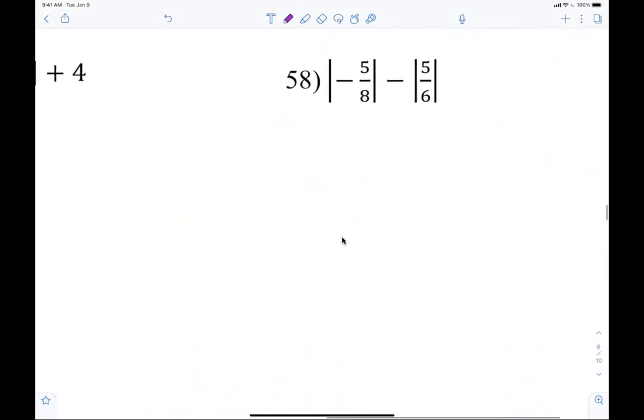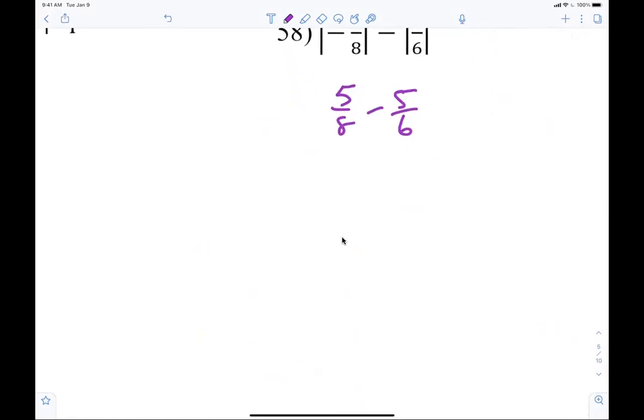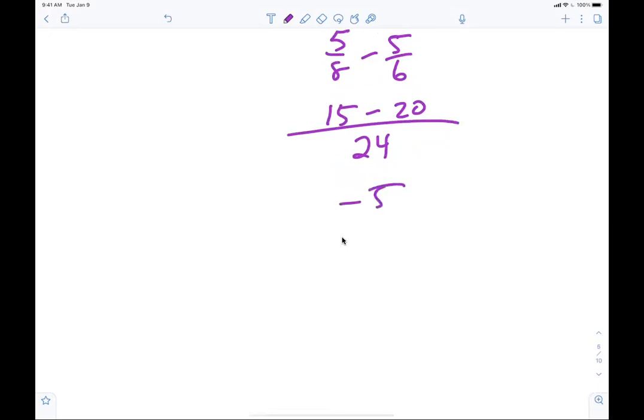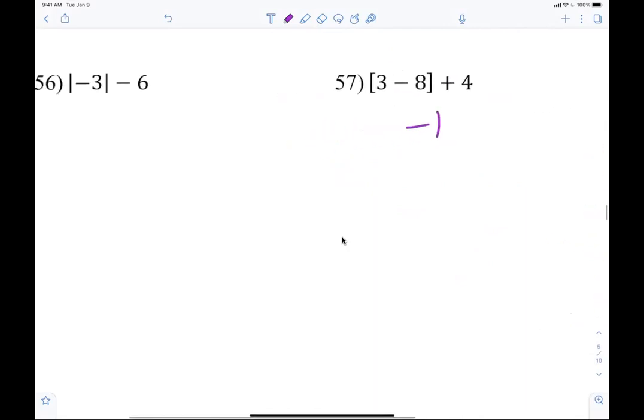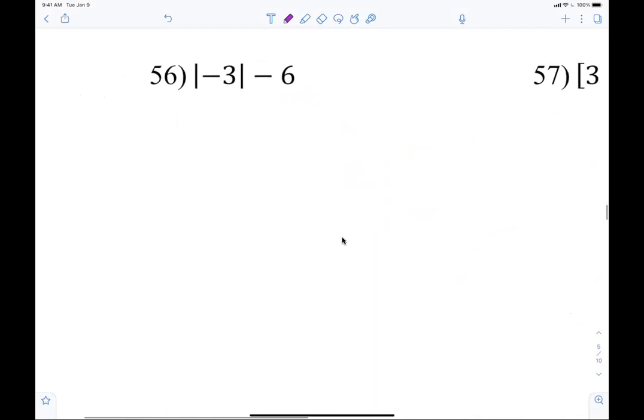So up here, what's the absolute value of negative 5/8? 5/8 minus 5/6. What's the common denominator? 24. Wow, 24. So I have how many eighths? Minus how many sixths? 20. 15 minus 20. Negative 5 over 24. All right, I hope you're liking that. That's nice. Let's go over here. 3 minus 8. Negative 5 plus 4. Negative 1.